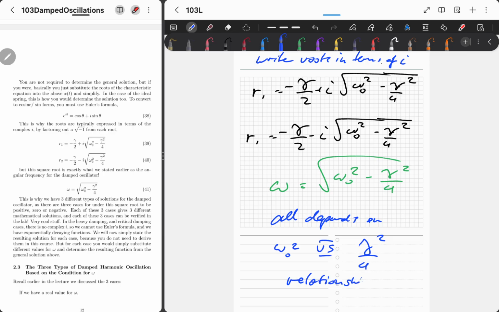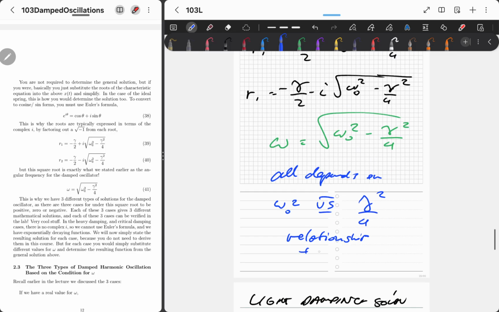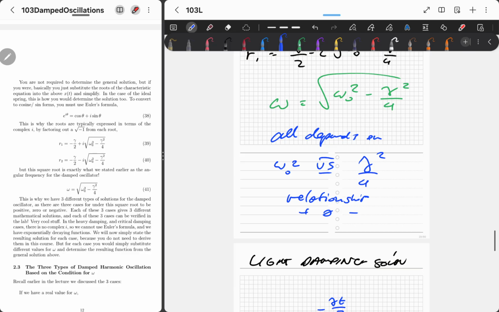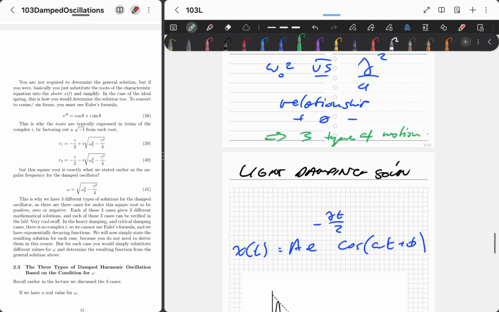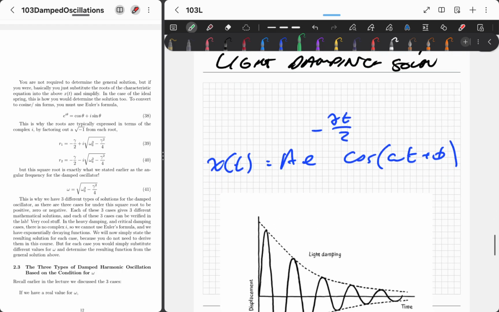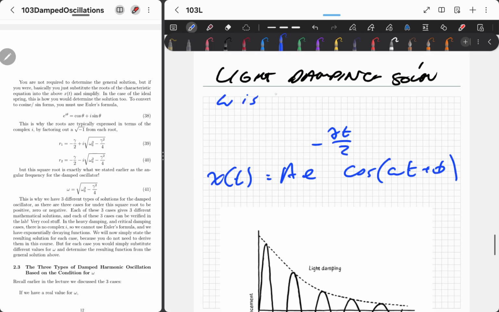So it's all based on this thing here. It's all based on this omega. Light damping or underdamping: if this is real, then we have light damping, we oscillate to 0. If this is heavy damping, we just have a decaying exponential function, goes straight down to 0. Critical damping, we go down super fast to 0. Okay? So these are the three different types of motion.